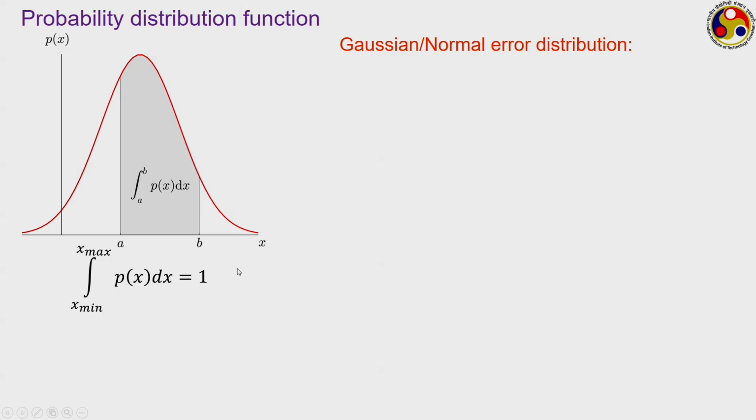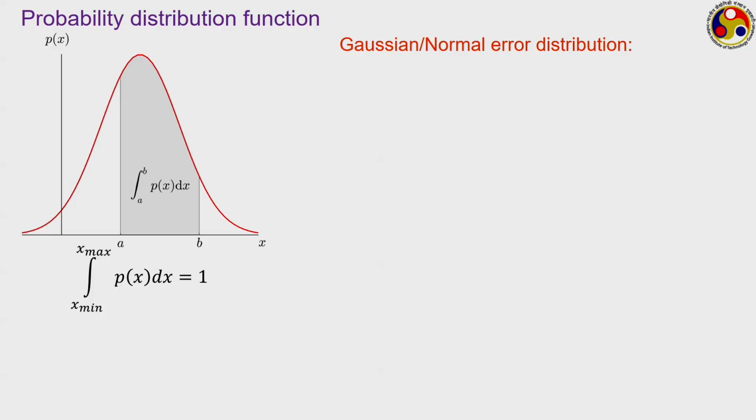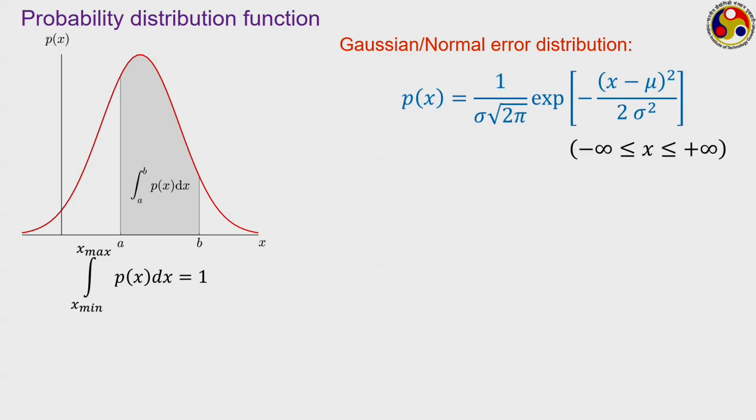There are several kinds of probability distribution function that can be defined. There are several that are used in statistics also, but for measurement purposes, the one that is most commonly used is the Gaussian error distribution form, which is also called the normal error distribution form, because several natural phenomena also follow this particular kind of trend. It is a function of a form like this.